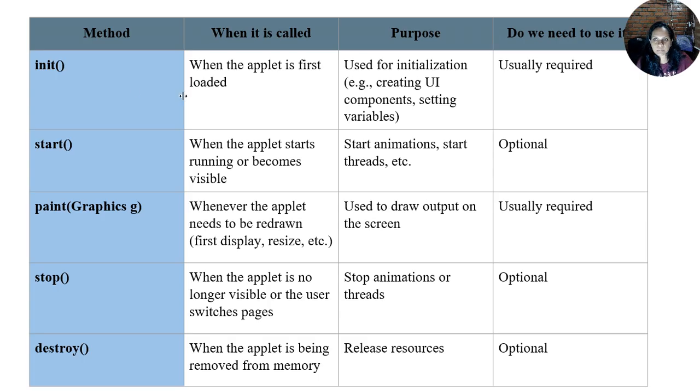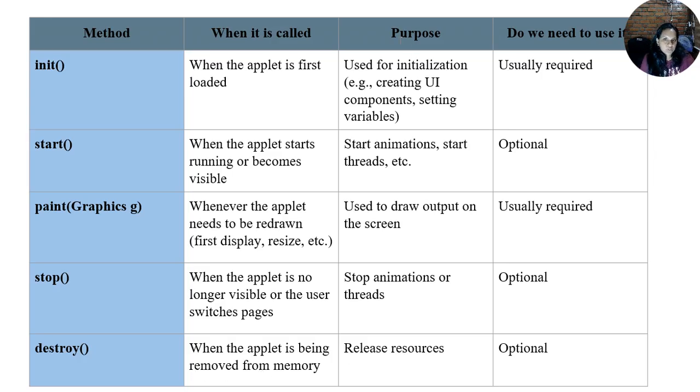Here you can see the table: init, when an applet is first loaded. Start, when the applet starts running or becomes visible. Paint(Graphics g), whenever the applet needs to be redrawn. Stop, when the applet is no longer visible or the user switches pages. And destroy, when an applet is being removed from the memory.